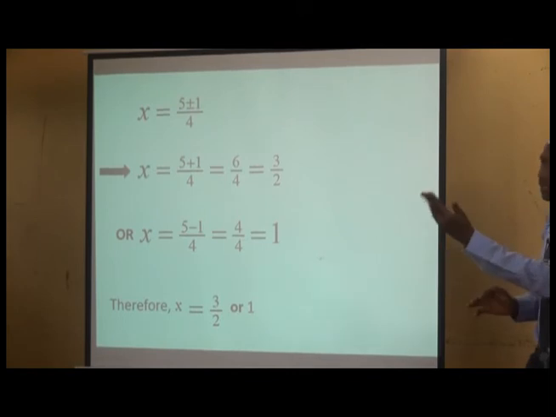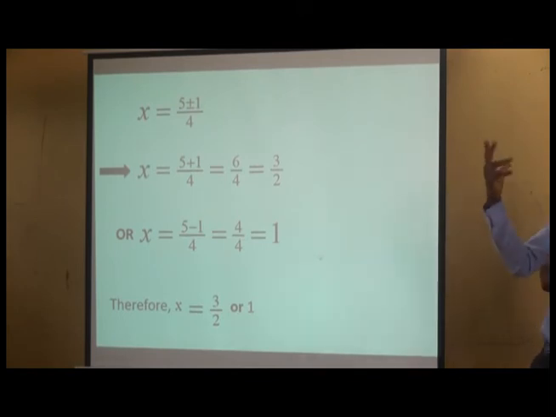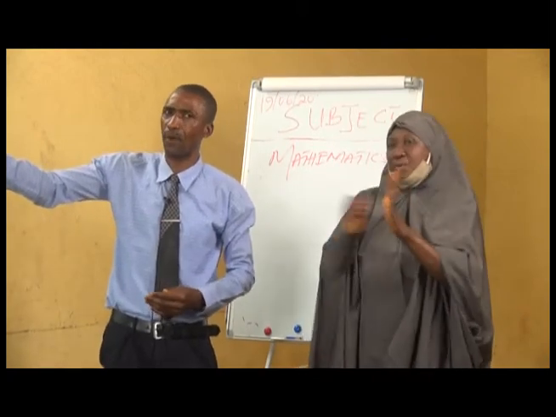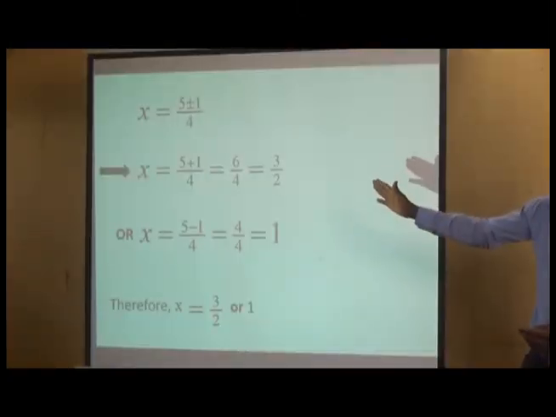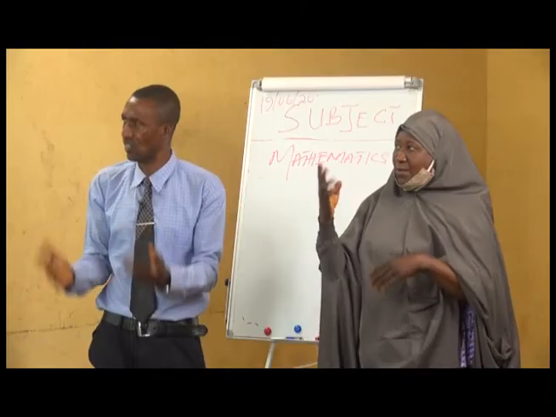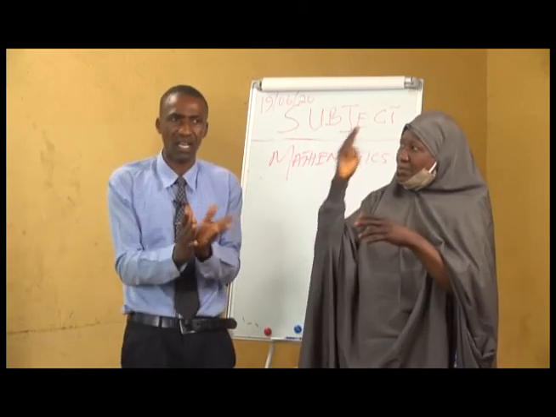Your x can be simplified in two ways, by considering the positive term and the negative term. If we consider the positive term only, your x becomes 5 plus 1 over 4. And 5 plus 1 will give you 6 all over 4. To reduce 6 over 4 to its lowest term, you are going to have 3 over 2. Why? 2 into 4 is 2, and 2 into 6 is 3. So x becomes 3 over 2.